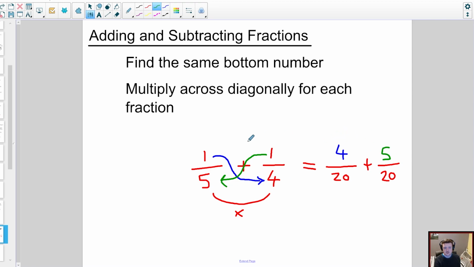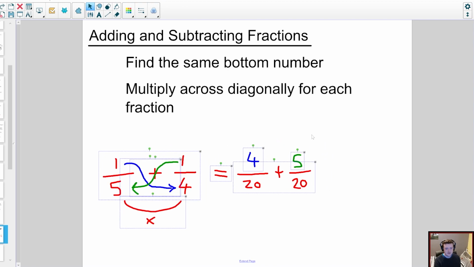And I'm using the colours to show you how I got to the answer. What's important is that if I start on the left, I end up on the left. If I start on the right, I end up on the right. That's going to be very useful when we get to subtracting fractions. But for now, let's stick with this.